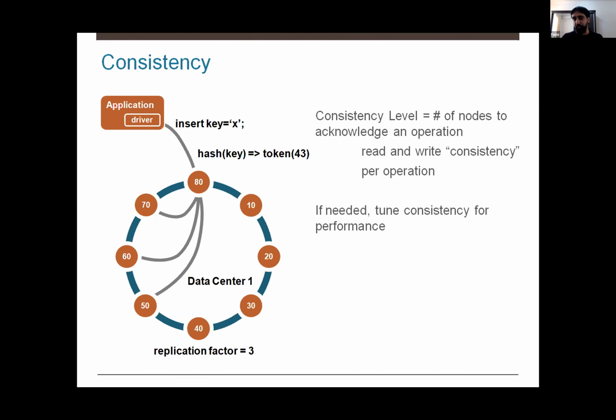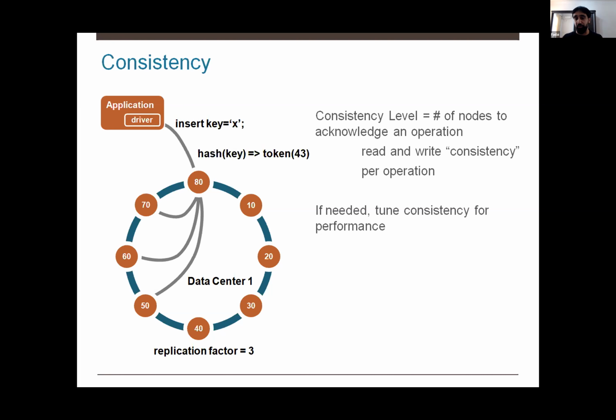So in this example, the one that you're seeing right now on the screen, if the replication factor is 3, when I'm inserting this X, I can say consistency level will be 2 for this insertion operation. So when we insert it, it will make sure that out of 50, 60, or 70, at least 2 respond that the insertion was successful. And then it returns to the application a message that your write was successful.